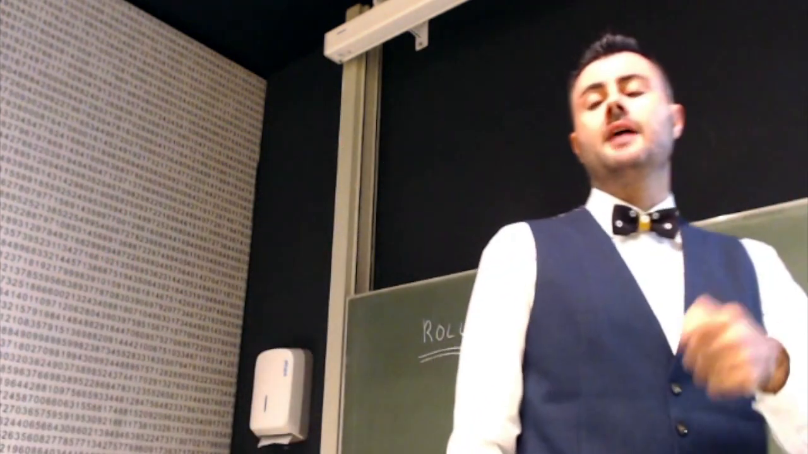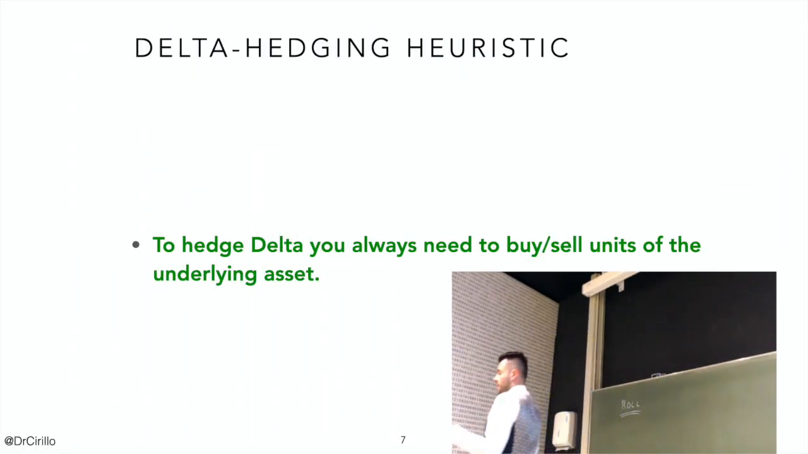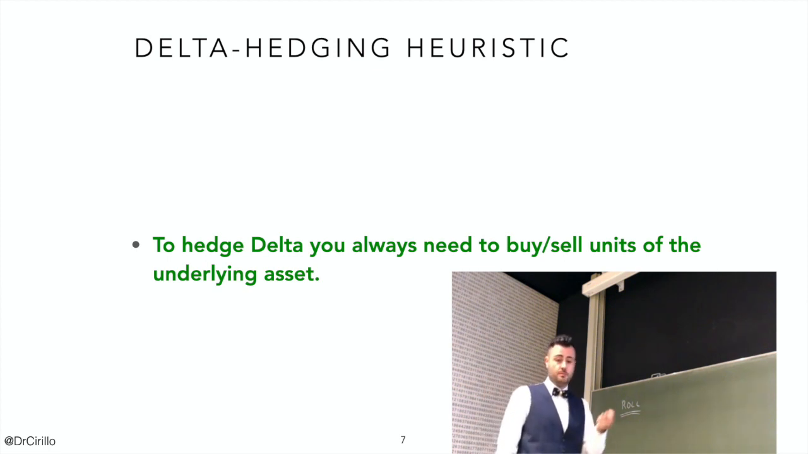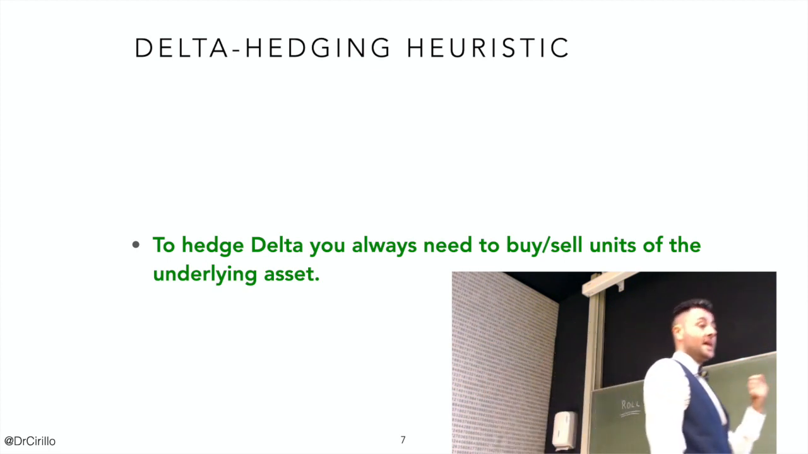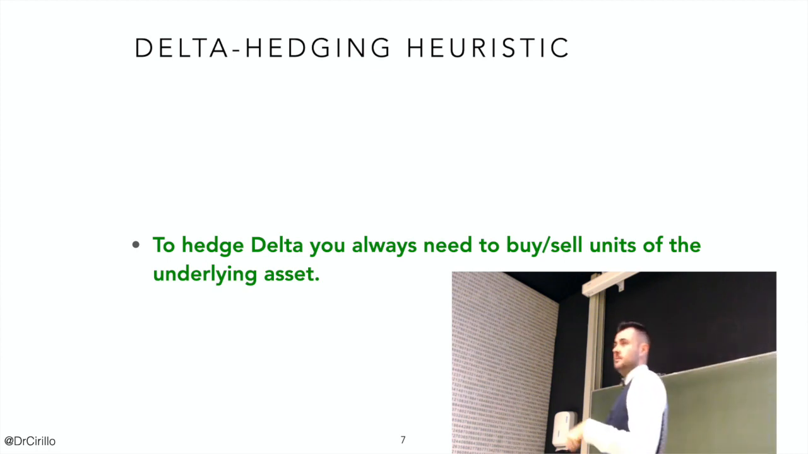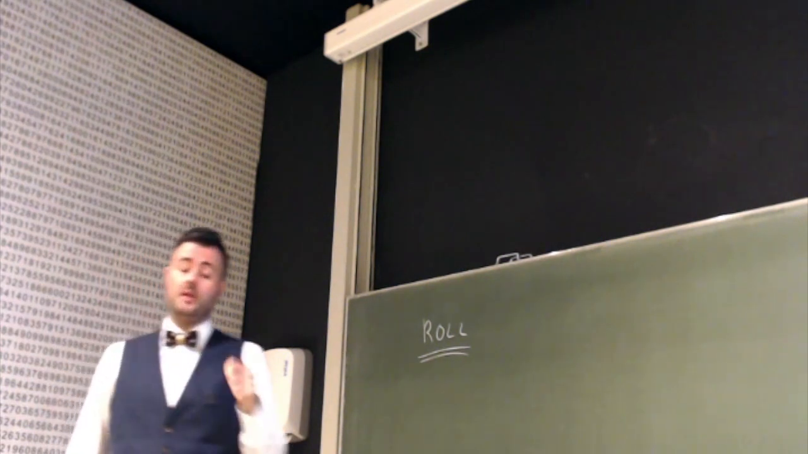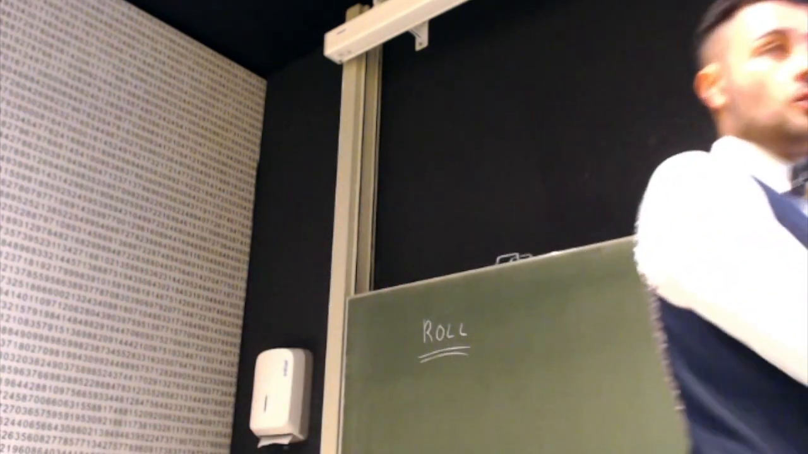Now, write it down. The rule and the heuristic of delta hedging is that in order to delta hedge a portfolio, I always have to add or remove, that is to say, buy or sell, units of the underlying asset. So if I have a portfolio on gold and I want to make the portfolio delta neutral, I will have to buy or sell gold.